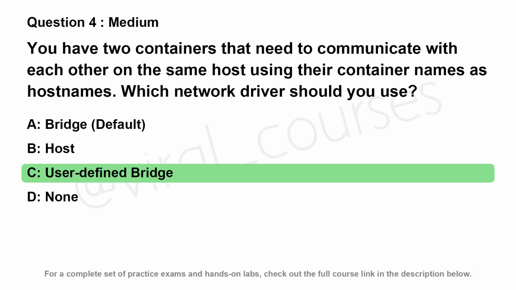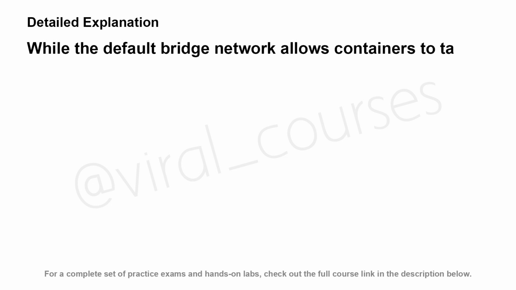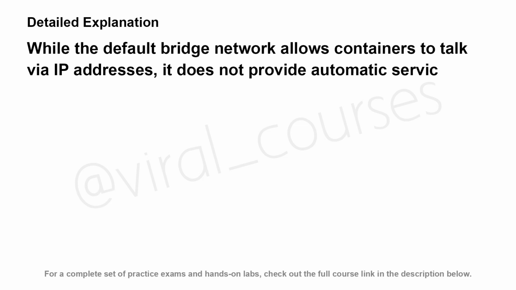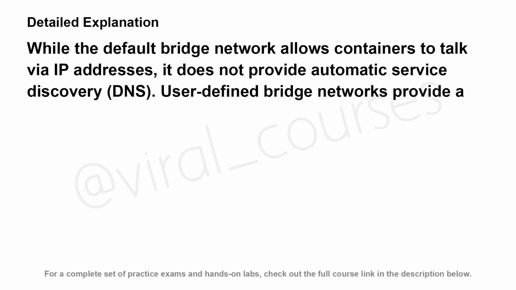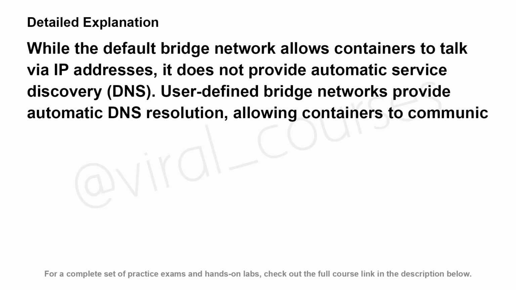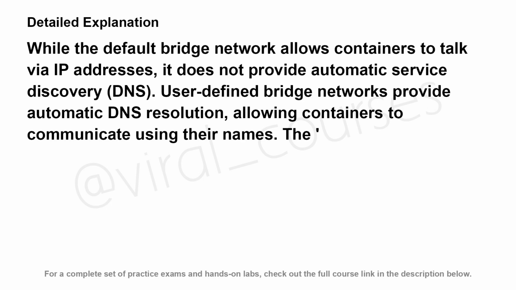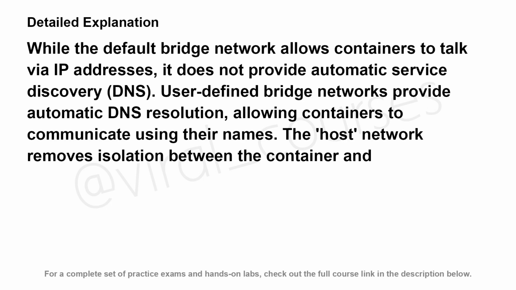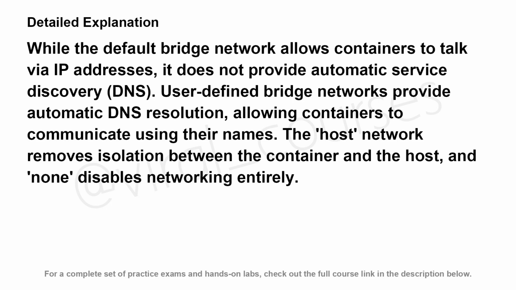The correct answer is C. While the default bridge network allows containers to talk via IP addresses, it does not provide automatic service discovery (DNS). User-defined bridge networks provide automatic DNS resolution, allowing containers to communicate using their names. The host network removes isolation between the container and the host. And none disables networking entirely.